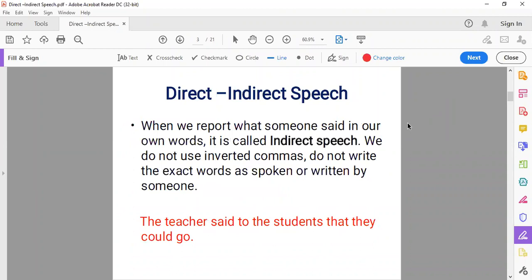When we change the direct form into indirect speech, and we report the words to someone else, it is called indirect speech. Then we don't use inverted commas and we don't write the exact words as spoken or written by someone.